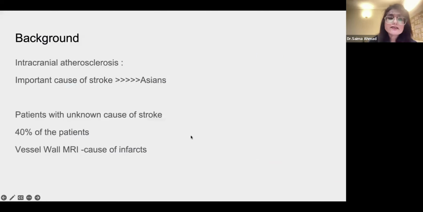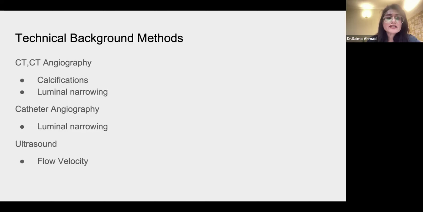So the background is this: intracranial atherosclerosis is very common in the Asian population. It is less common in Americans. In patients who present with an unknown cause, or cryptogenic stroke, in 40% of those patients, if we go for vessel wall imaging, maybe we can identify the cause of the stroke as well. So these are the technical background methods. We can use CT angiography. Both CT and CT angiography can identify calcification and luminal narrowing. In many cases of mechanical thrombectomy, you can see intracranial atherosclerosis by identifying the luminal narrowing.